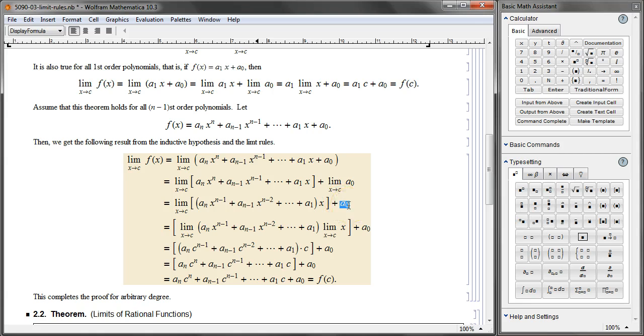And then how about the big limit? Well, we can factor x out, as you can see, and then we can use the multiplication rule 1.4 to get this limit of x out. And that one is the trivial rule, it becomes just c. And this one, that's the inductive hypothesis. You can plug in x equal to c, so we end up with something like this. After that, just algebraic manipulation, we end up with f of c. And this is a precise proof using mathematical induction.